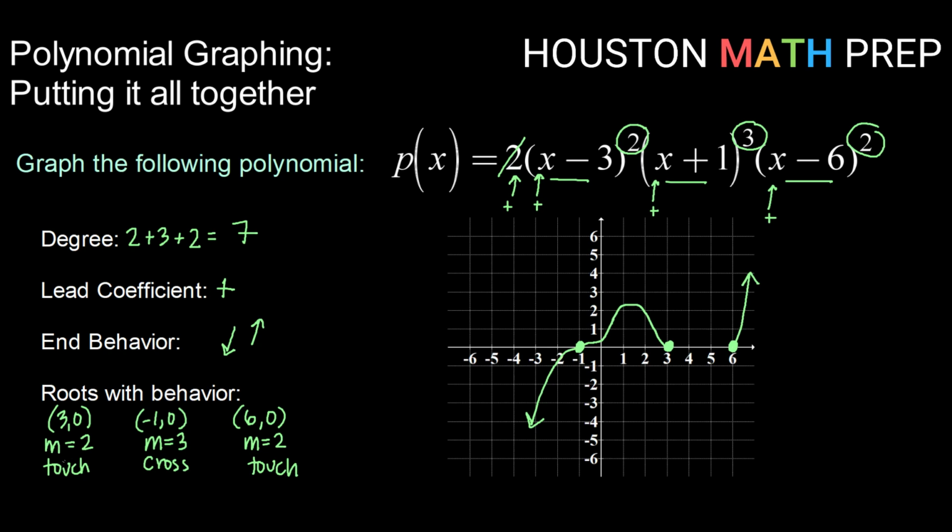At 3, I have an even multiplicity, so I need to have that touch and bounce behavior. So rather than crossing through, I need to touch and bounce back up, and the only way to get back to 6 is again to have a turning point. That did give me touch behavior at 6. We want to verify that that is what we want. Over here at 6, we had even multiplicity, so that touch and bounce is correct.